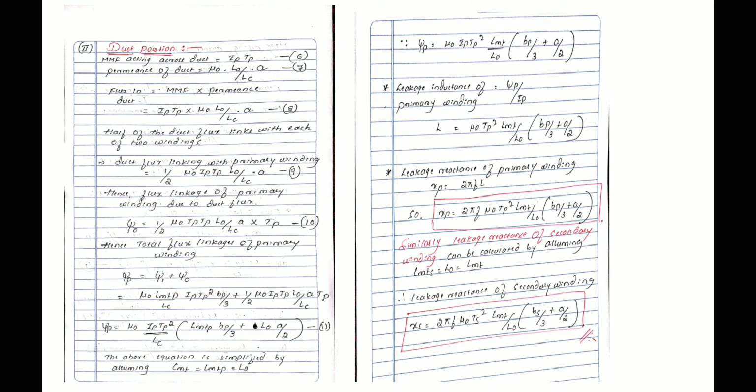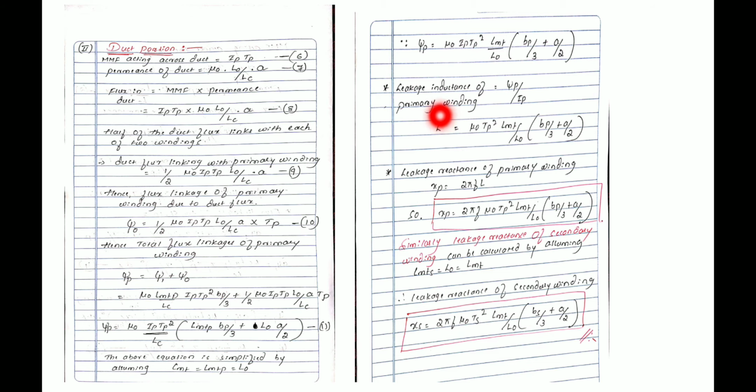So shall I substitute here? Mu naught IPTP square divided by LC. Inside, instead of this LMTP, I will substitute LMT. Instead of this L0, I will substitute LMT. Then among these two, inside bracket, LMT will be the common. So that is the reason I have taken LMT outside. So outside LC was there, LMT divided by L0. Inside what will be remaining? BP divided by 3 plus A divided by 2. So getting my point? So this will be the primary flux linkages. Getting my point?